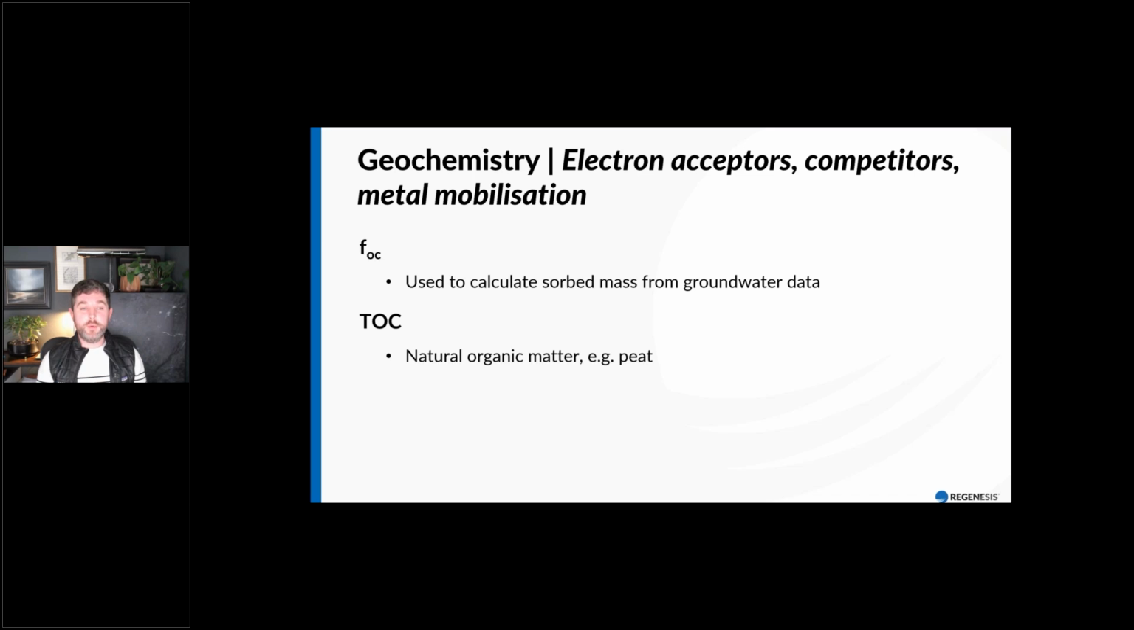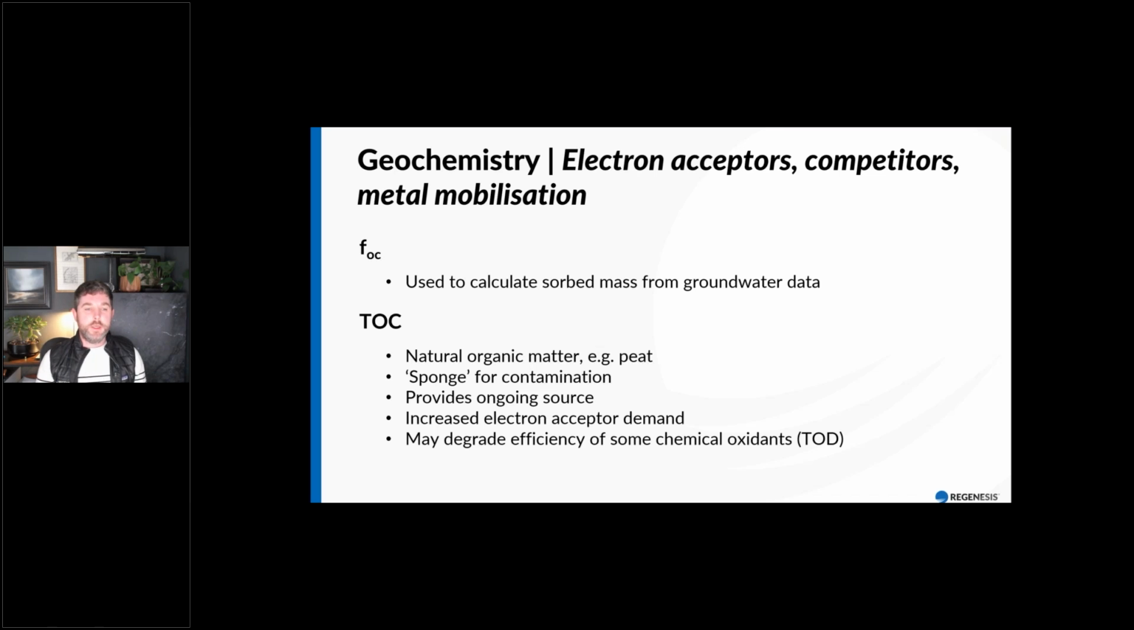TOC, equally important. How much natural organic matter could we be dealing with? This is of interest because it will often act as a sponge for contamination and can provide an ongoing source. Again, this is the problem around back diffusion, and it can also increase electron acceptor demand. So when we're looking to enhance aerobic biodegradation, we're going to want to know about this so we can design for it and overcome this particular demand. It can also have impacts on treatment efficiency for some chemical oxidants as well.